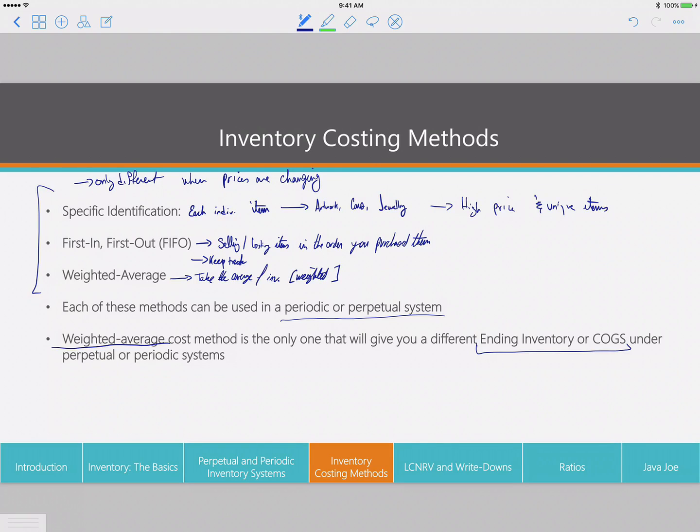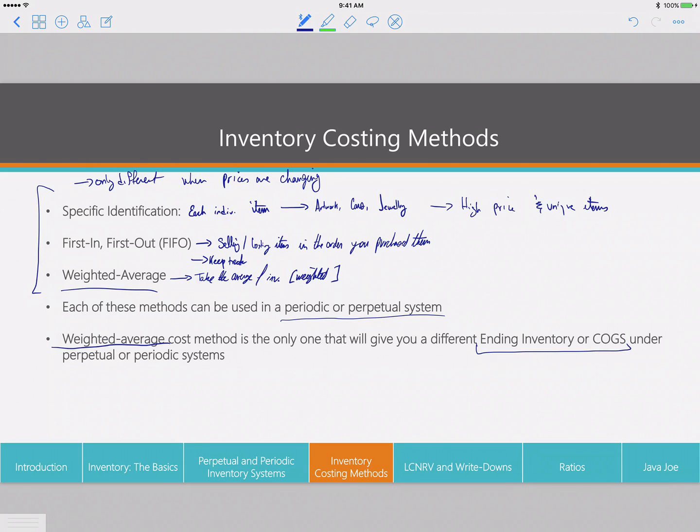That is the only one that will give you a different method. Because think about it logically. Under specific identification, you're keeping track of each individual good. So it doesn't matter what system you're using, you're going to count each item as having its own individual price and cost. And under FIFO, you're selling it in the order you purchased it. So if that's the case, it doesn't matter what system you use, you've kept track of the cost of each good. So the only method that will give you a different answer potentially is weighted average.